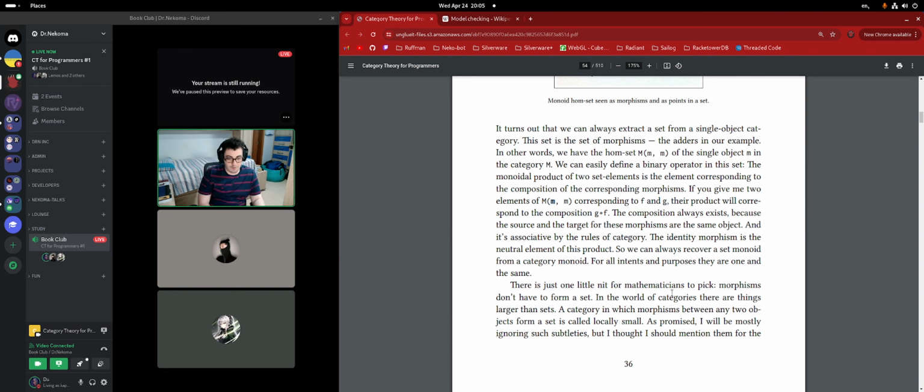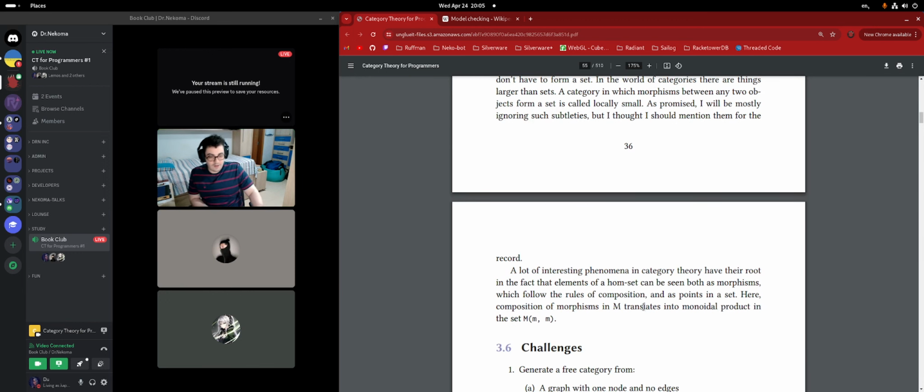And then we're going to go for nitpicking: morphisms don't have to form a set. In the world of categories, there are things larger than sets. A category in which morphisms between any two objects form a set is called locally small. But we're not going to pay too much attention to that, according to the author. A lot of interesting phenomena in category theory have their roots in the fact that the elements of a home set can be seen both as morphisms, which follow the rules of composition, and as points in the set.